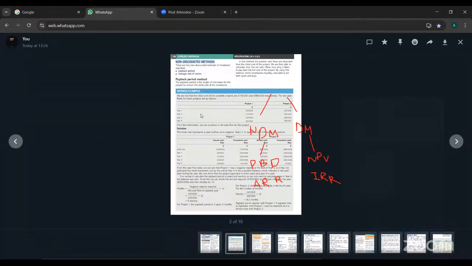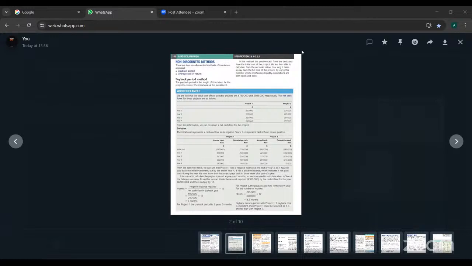So now let's study the payback period method. If you all have any doubts, put them in the chat box. I will explain it to you all at the last. And if you all can't understand anything, please let me know so that I will explain again.